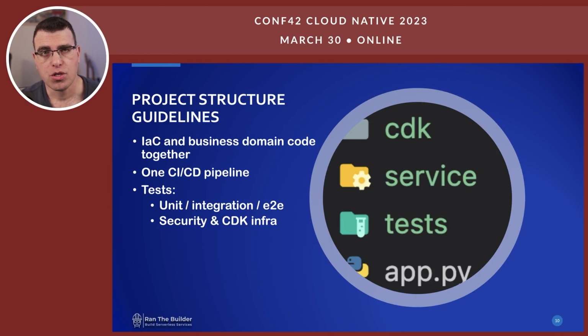Let's talk about project structure. So I believe that you should have 3 folders. You should have CDK, service, and the test. CDK will obviously contain the application. You have the application on the root folder. CDK will contain the stack and all the constructs. And then you have the service, which is the business domain logic, all your Lambda function code, things like that.